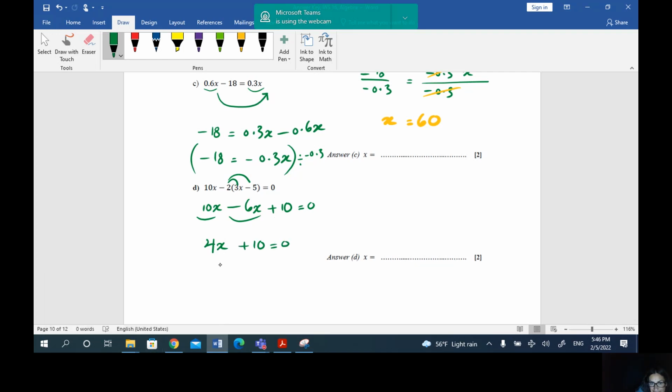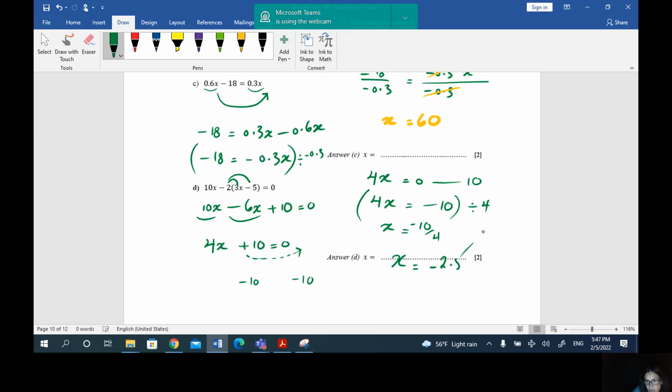We need to isolate the x. So we must send this to the other side of the equal. So minus 10 here and minus 10 here. So it will be 4x is equal to 0 minus 10. So 4x is equal to negative 10. We're going to get rid of the coefficient of x by dividing all by the coefficient. So x is equal to negative 10 over 4. So it will be x is equal to negative 2.5.